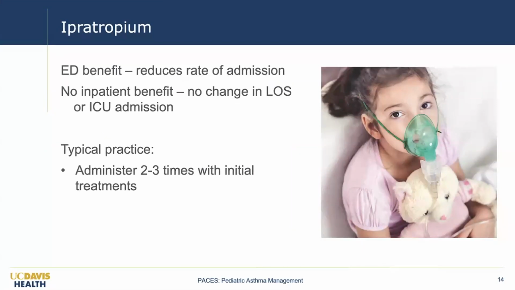So ipratropium is the first one. I was talking about those 3 back-to-back treatments, which we often give with duo-neb, so albuterol plus ipratropium or Atrovent.